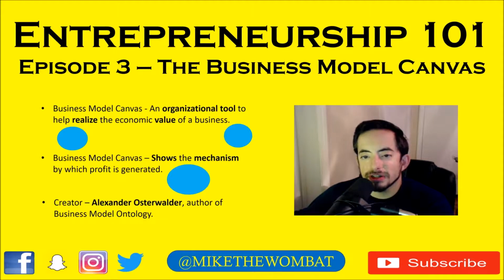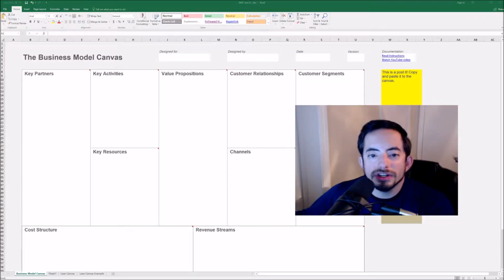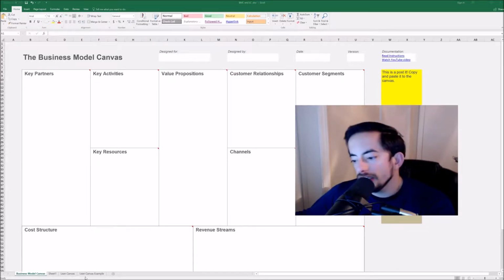Now, let's take a look at the actual business model canvas. Okay guys, so here we are. This is the business model canvas in my Excel workbook. As you can see at the bottom right here, I also have a lean canvas and a lean canvas example. We'll get into the lean canvases in the next episode, but right now I just want to show you the basis of the business model canvas.